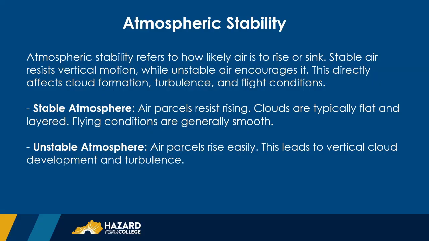In a stable atmosphere, air parcels resist rising. Clouds are typically flat and layered. Flying conditions are generally smooth. In an unstable atmosphere, air parcels rise easily. This leads to vertical cloud development and turbulence.